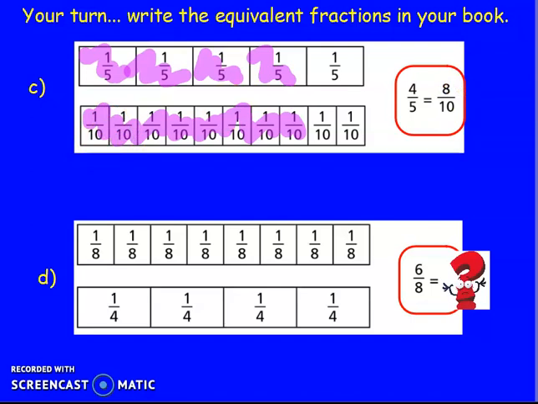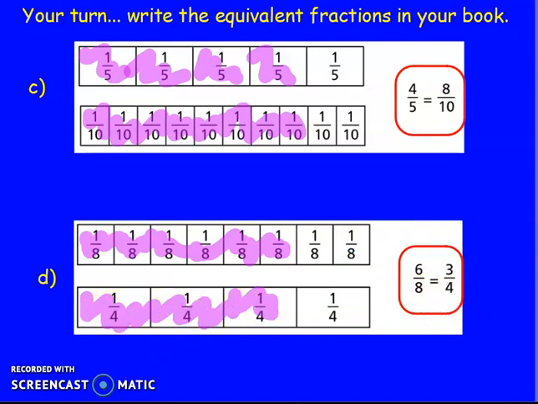Let's have a look at the bottom one. It asks us to find 6/8. Let's shade in 6/8. 1, 2, 3, 4, 5, 6. What's that equivalent to in quarters? I'm going to shade the same amount and I can see that 6/8 is the same as 3/4.